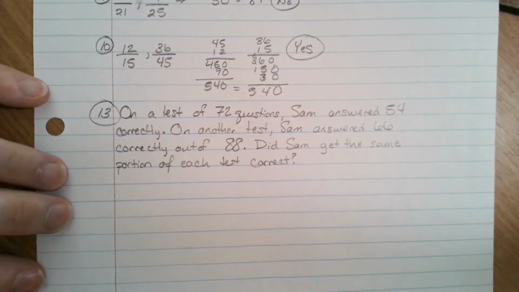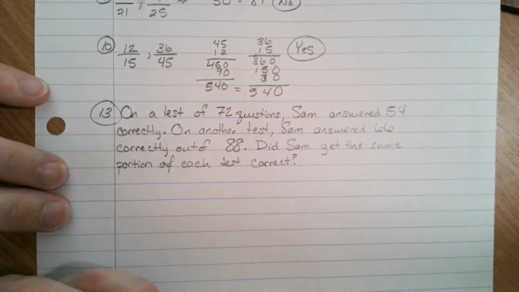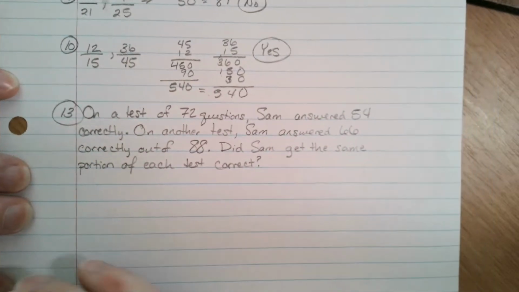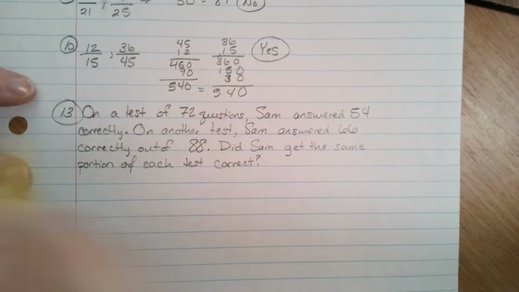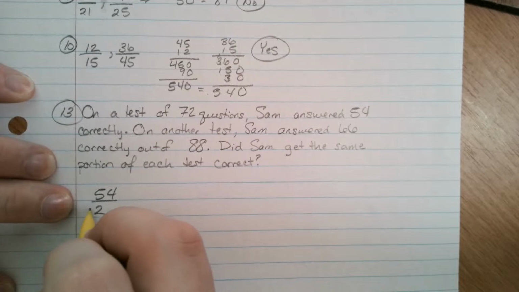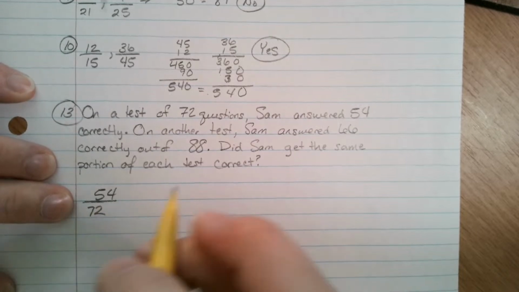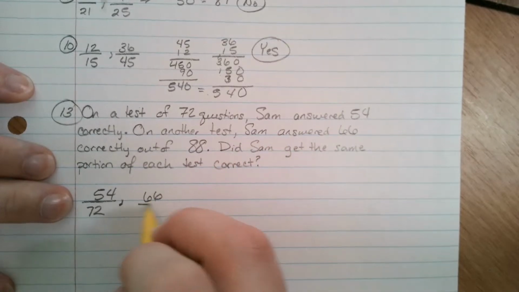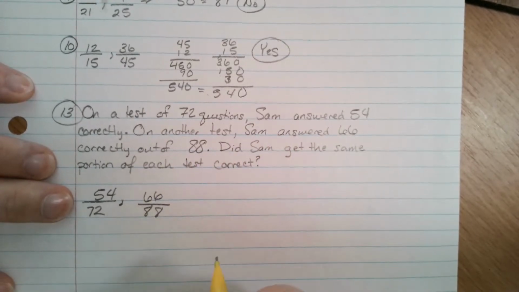So, on a test of 72 questions, Sam answered 54 correctly. On another test, Sam answered 66 correctly out of 88. Did Sam get the same portion of each correct? So this is just 54 correct out of 72, and he answered 66 correct out of 88.